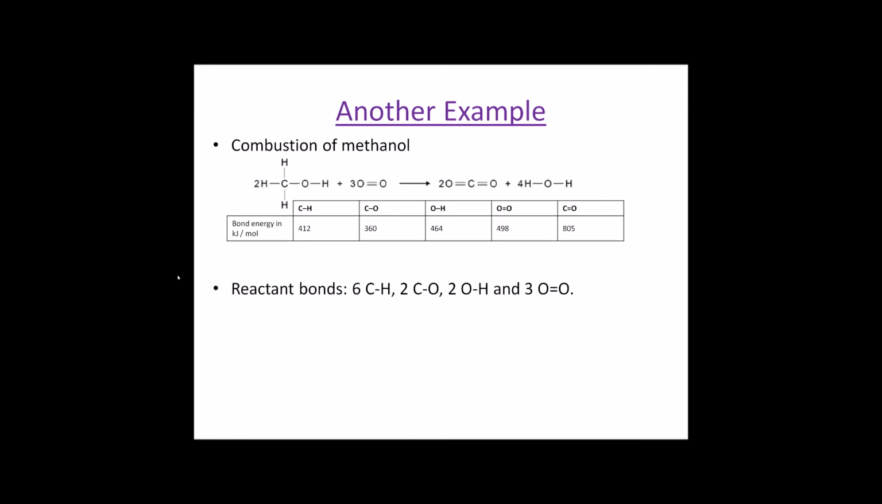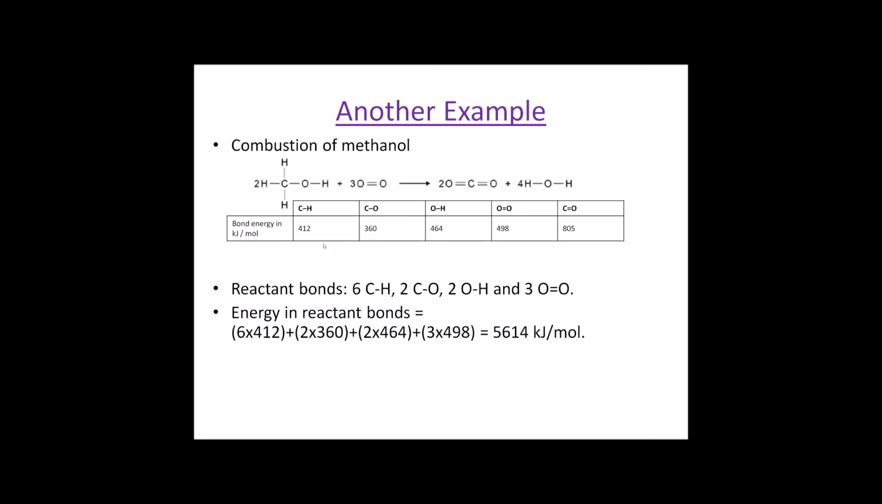So to work it out, step 1, we're going to work out what reactant bonds we've got. We've got 6 CH bonds. We've got 3 per molecule of methanol, but we've got 2 methanols, so we've got 3 times 2, which equals 6 CH bonds. We've got 2 carbon oxygen bonds because we've got 1 per molecule, 2 molecules. We've got 2 OH bonds because we've got 1 in the molecule, and we've got 2 molecules. And last of all, we've got 3 double bond oxygens. So work out the energy in those reactant bonds.